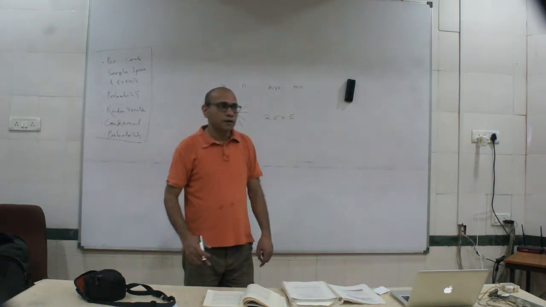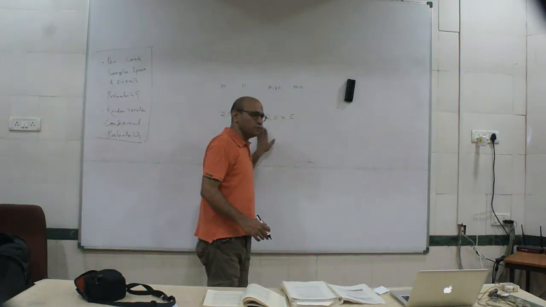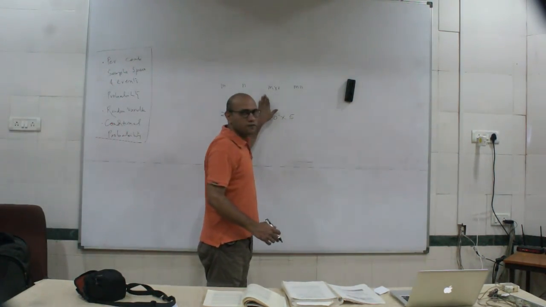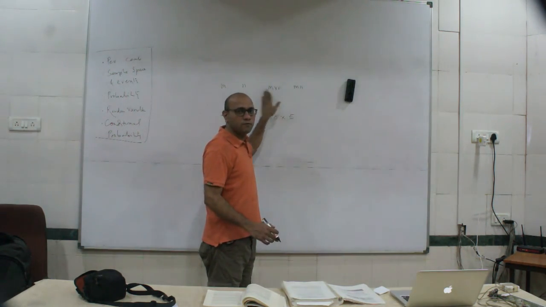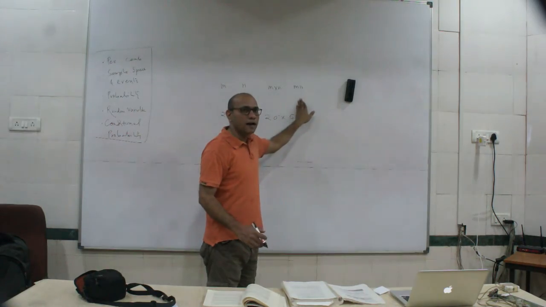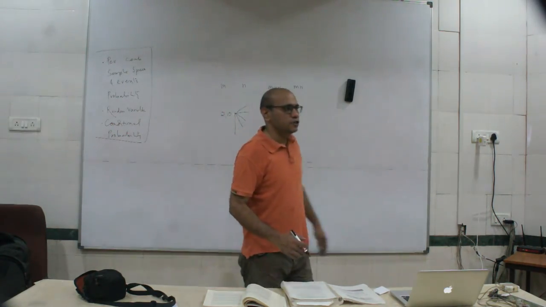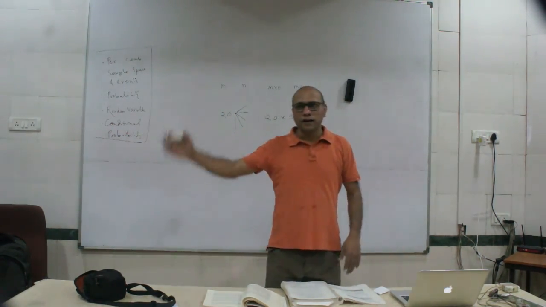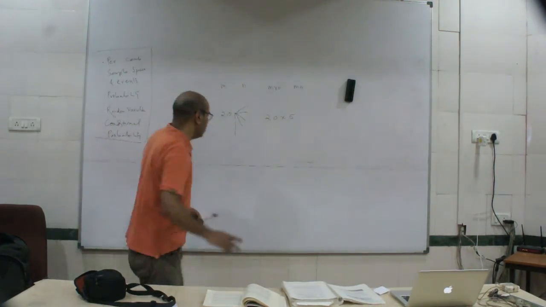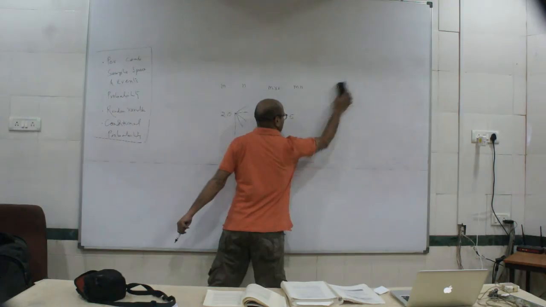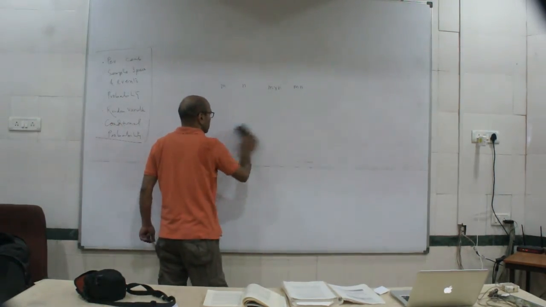Now we can extend it to a simple rule that if there are m outcomes for the first experiment, n outcomes for the second experiment, and for the n outcomes there are r outcomes in, say, the next experiment, there will be m, n, r kind of total outcomes, right? It's a simple principle of counting. Now we go to permutations.